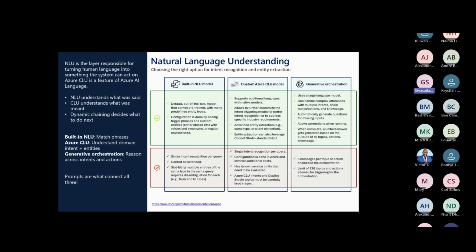Now, the last pillar that we have there is dynamic chaining, which is the generative orchestration. This is where we step into the custom agent territory. So you're no longer asking, hey, what's the single intent? You're asking more around what is this end user trying to accomplish overall? Is there any information missing? What topics, actions, and knowledge info need to be chained together? So here your prompts become more of a reasoning layer, right? So, for example, if a user says, I need help onboarding a new hire in 10 days, now that can involve a variety of things.